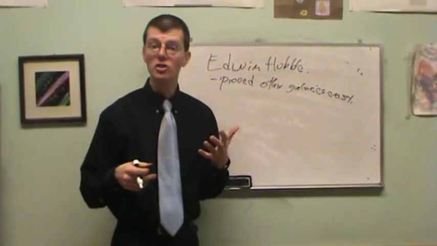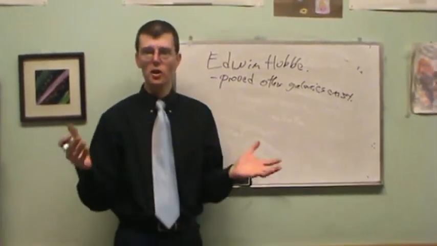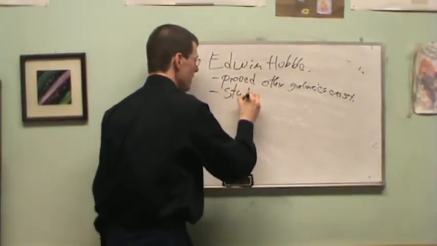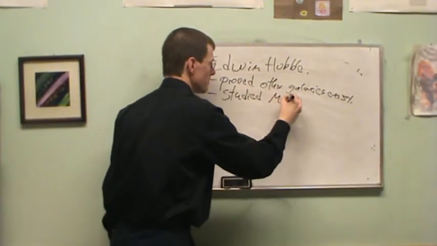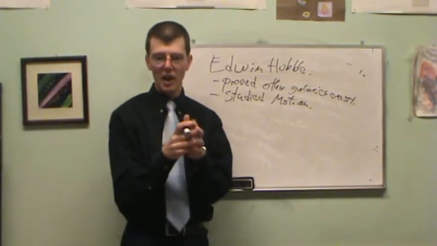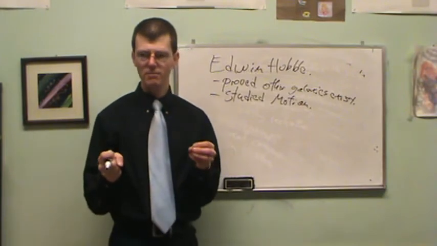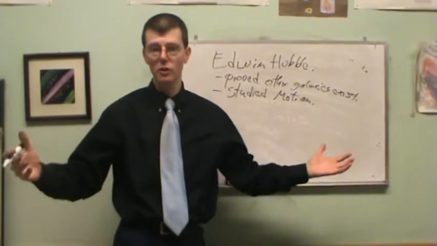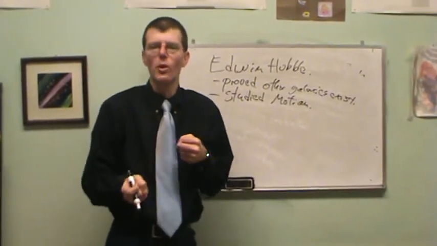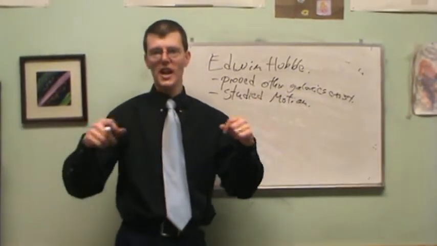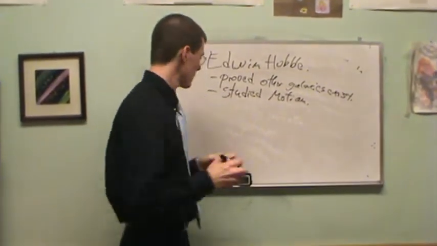And he also studied the motion of galaxies, and he discovered an amazing pattern in the motion of galaxies. And what he found is a relatively straightforward thing. He found that the farther away a galaxy is, the faster it's moving away from us. Almost all the galaxies in the universe are moving away from us. Only a few very nearby ones happen to be moving towards us, like Andromeda.